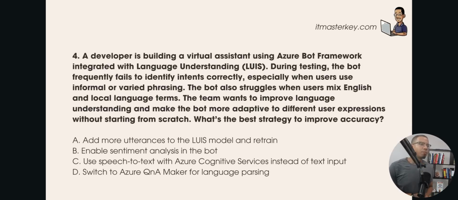A developer is building a virtual assistant using Azure Bot Framework integrated with language understanding. During testing, the bot frequently fails to identify intents correctly, especially when users use informal or varied phrasing. The bot also struggles when users mix English and local language terms. The team wants to improve language understanding and make the bot more adaptive to different user expressions without starting from scratch. What's the best strategy to improve accuracy?